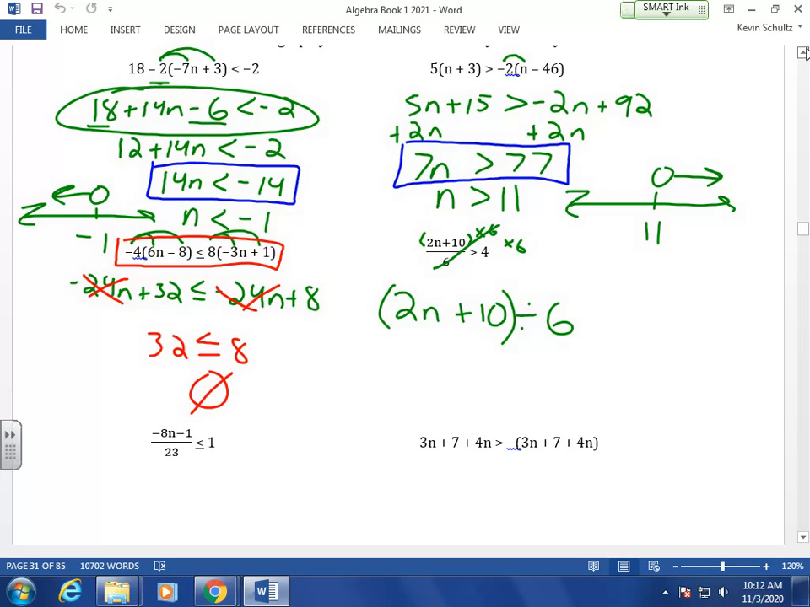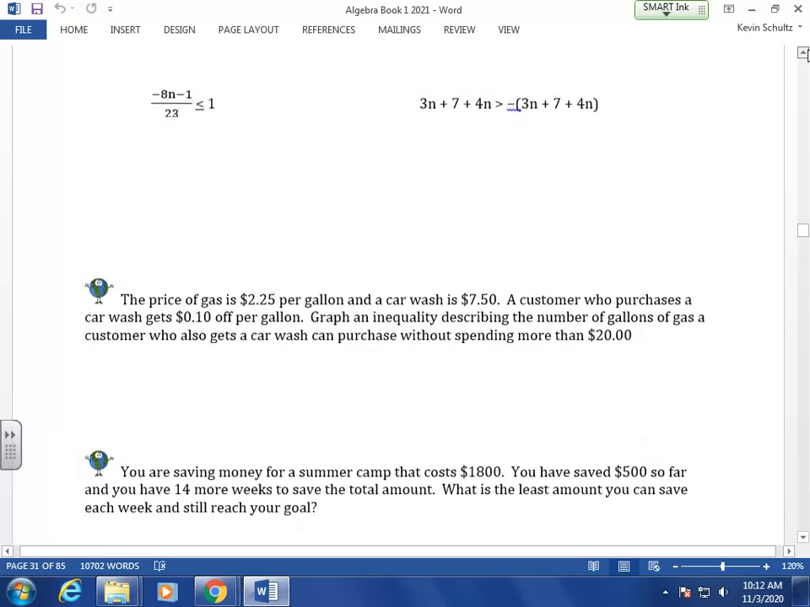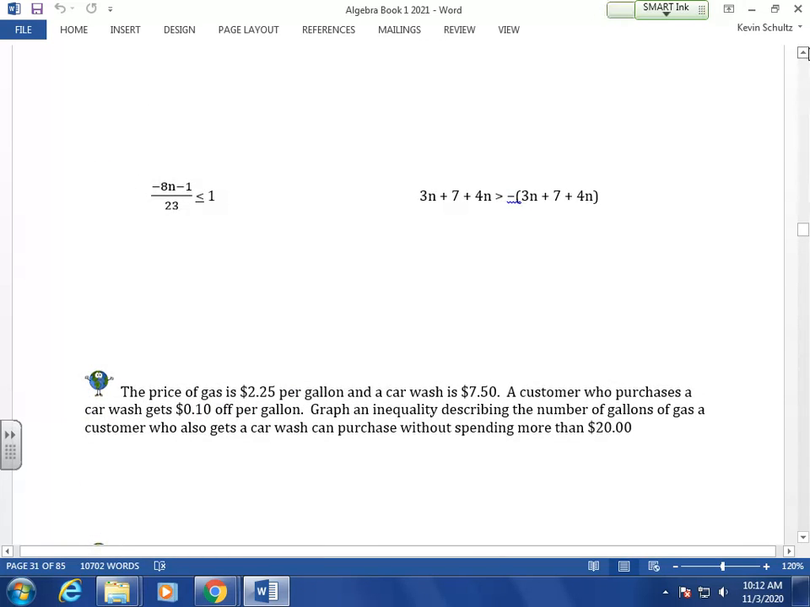Okay, the last two, the first one is very similar to the one we just did. We've got that fraction. We are going to multiply by 23 here to unfractionalize.